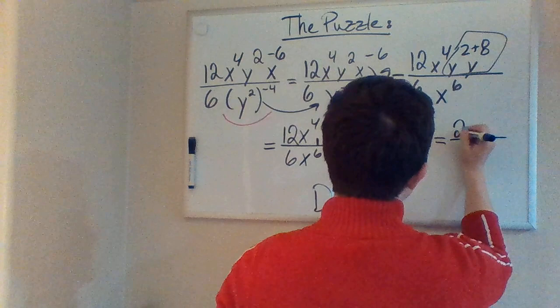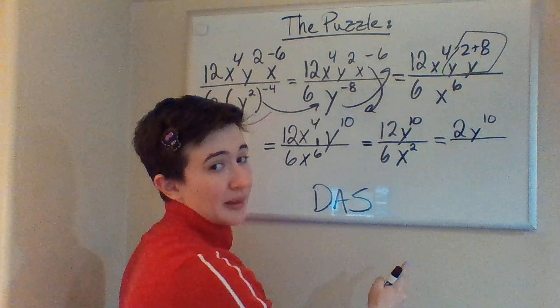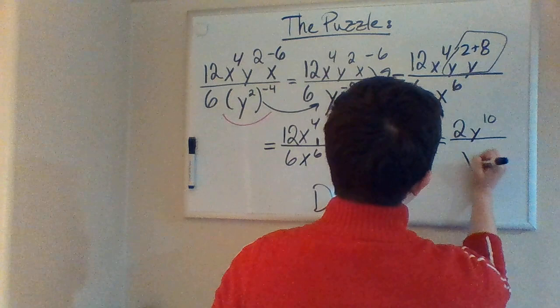Now, if this was reversed and it was 6 over 12, 2 would have gone on bottom. Same idea with the exponent. Bigger number dictates where the number's going to end up. And that, my friends, is your answer.